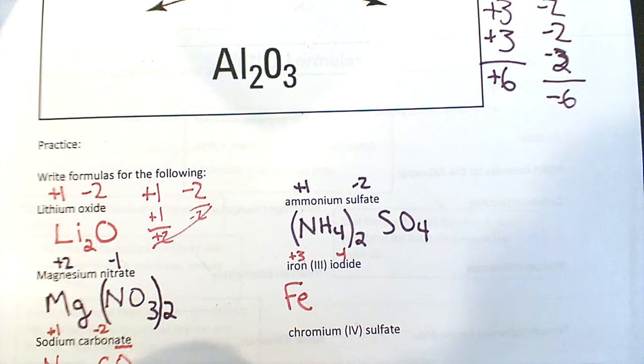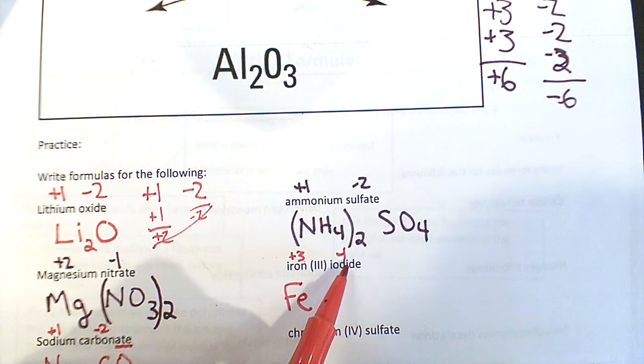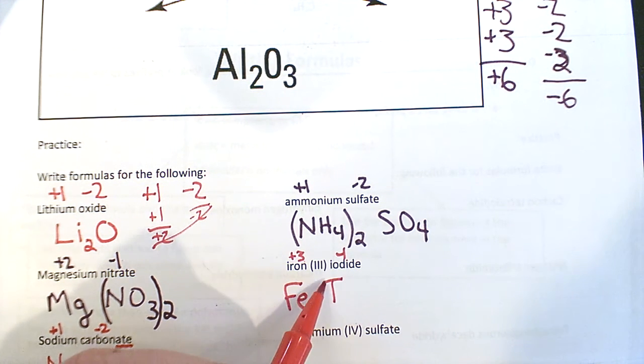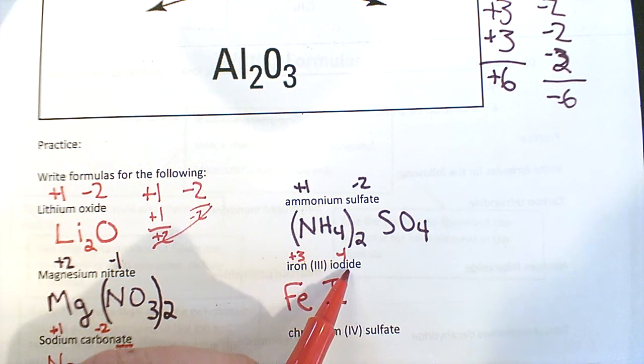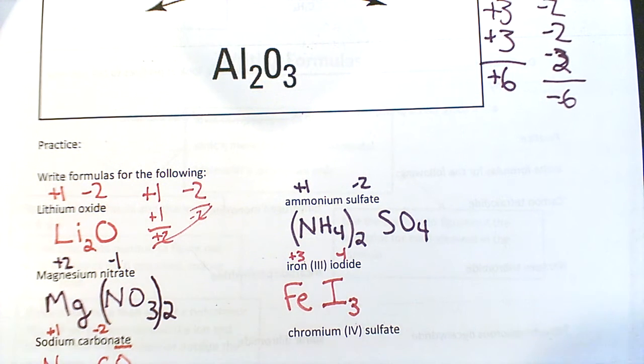So iron is Fe. Okay, always use your periodic table if you're not sure of symbols. And how many do I need? Well, I look at the charge of the opposite one. It's a 1, so I just need 1. But remember, we don't write a 1. And then we have iodide. And to know how many, I look over here. There's a 3, so I must need 3 of them.